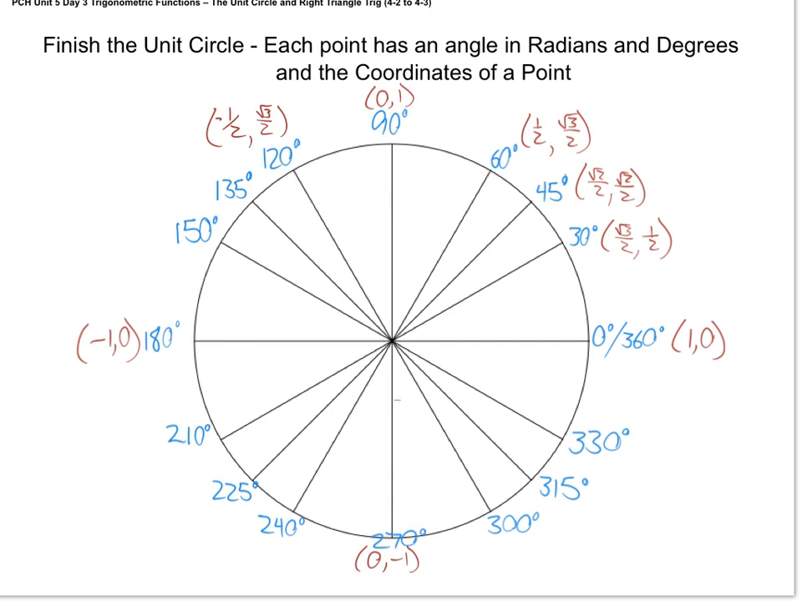You can do that with all of them. Instead of root 2 over 2, root 2 over 2, over here it's negative root 2 over 2, root 2 over 2. Instead of 30, where it's root 3 over 2, 1/2, over at 150 it's negative root 3 over 2, 1/2.